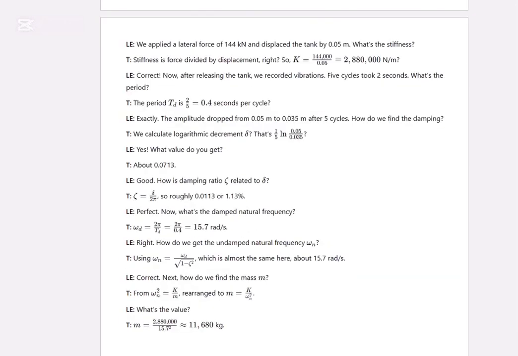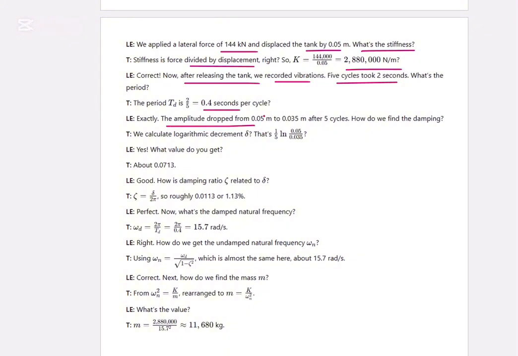So we can have a group discussion. Like we applied lateral force of this much and displaced the tank by 0.05 meter. What's the stiffness? Stiffness is just force divided by the displacement. So we can get this as the stiffness value. Now after releasing the tank, we record vibrations. 5 cycles took 2 seconds. What's the period? So the period per cycle is 0.4 seconds.